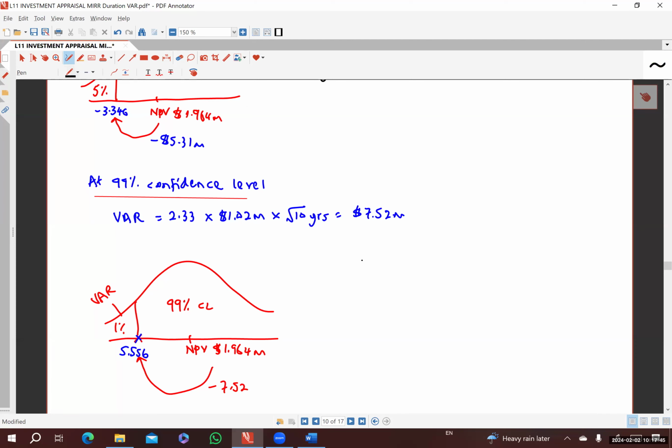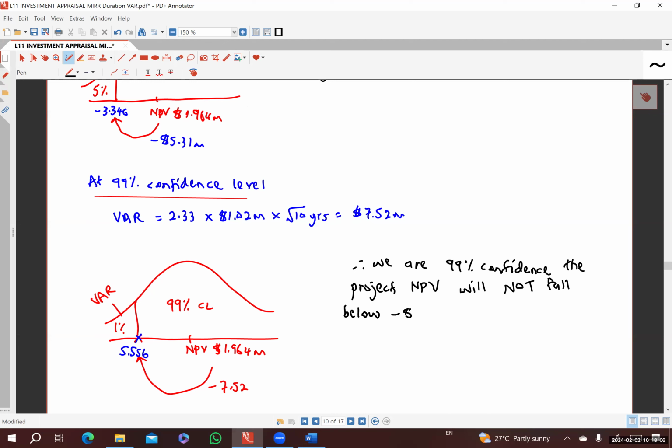So we can conclude we are 99% confident the project's NPV will not fall below negative 5.556 million over 10 years. So probability level, time frame, done.